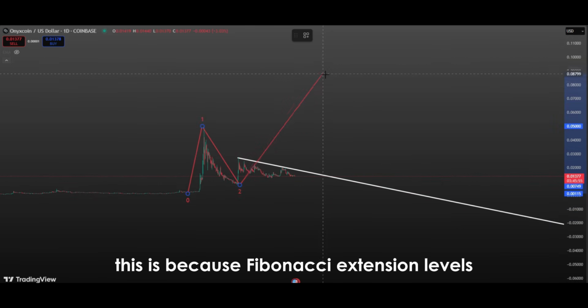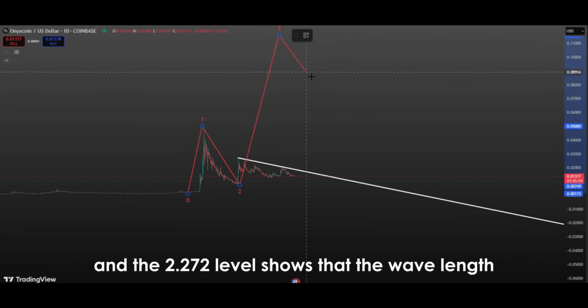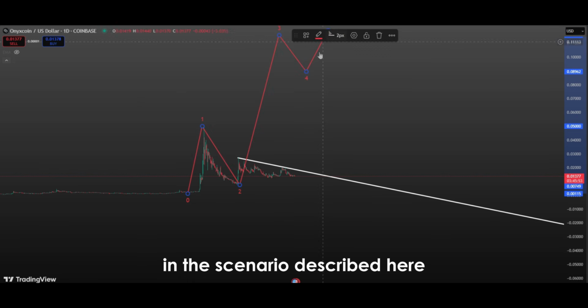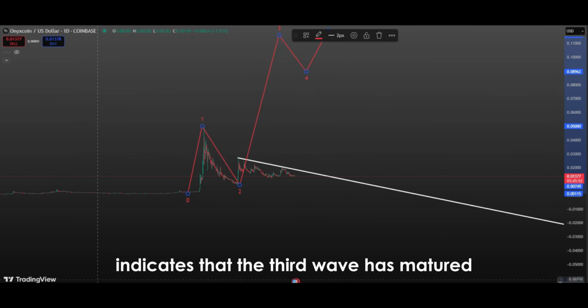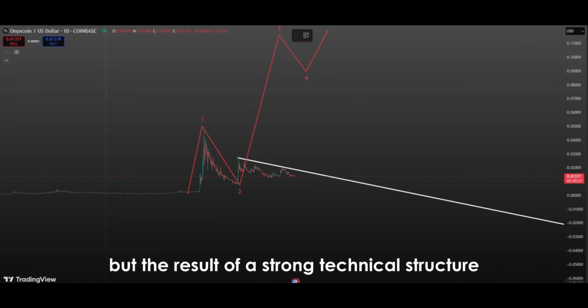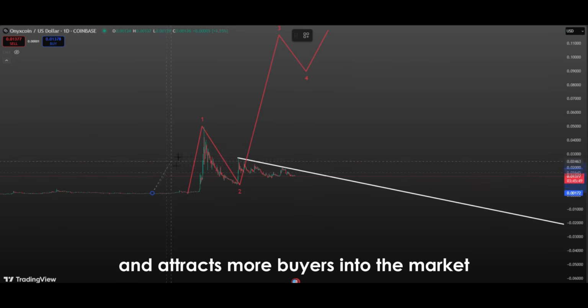This is because Fibonacci extension levels are frequently used tools in predicting wave targets, and the 2.272 level shows that the wavelength has extended beyond an average rise. In the scenario described here, the price reaching the 11-cent level indicates that the third wave has matured and that this rise is not just a coincidence, but the result of a strong technical structure. Reaching this point often increases investor confidence and attracts more buyers into the market.